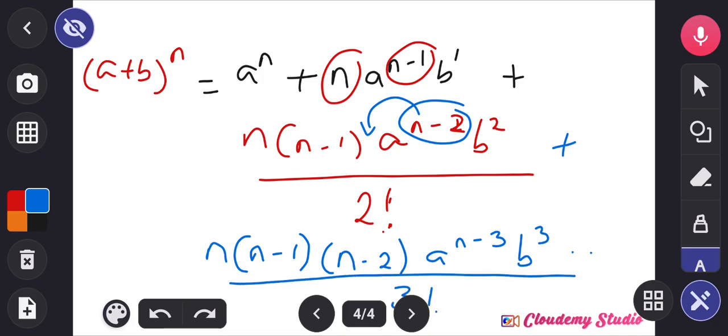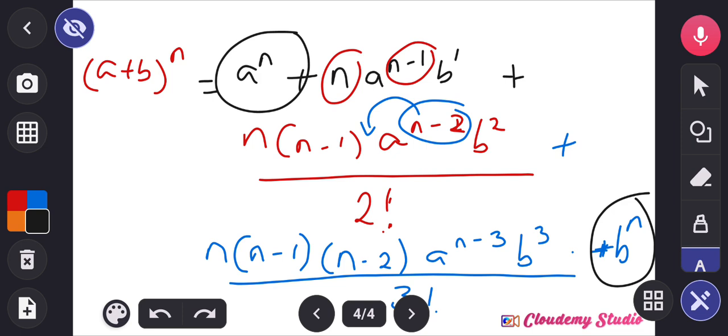And that is how it goes till it reaches b raised power of n. You understand? Till it reaches b raised power of n. So one thing about it is that you start with a raised power of n, you end with b raised power of n. You understand? Now, let us take for an example. Now, please note of these factorials, 2 factorials, 3 factorials.